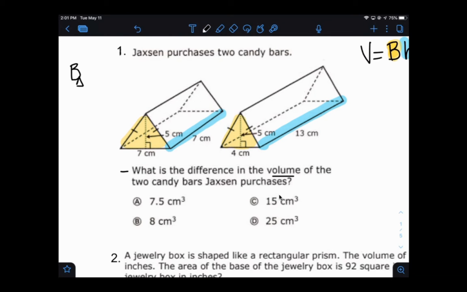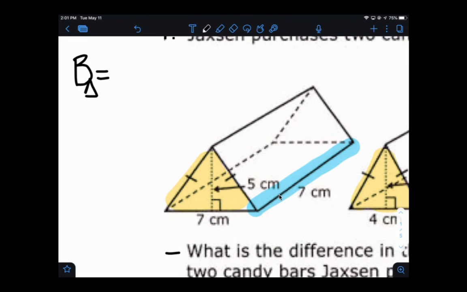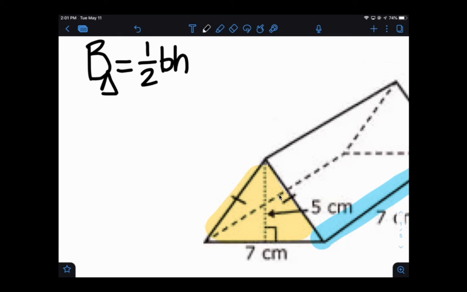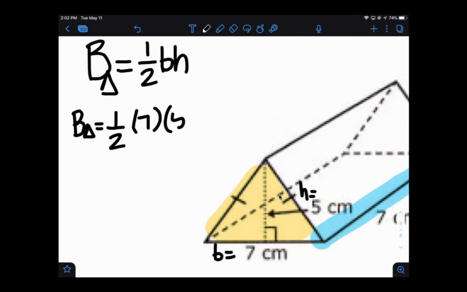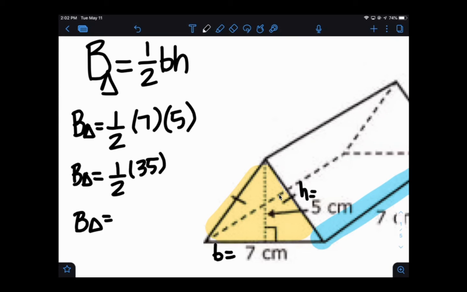So the area of this triangular prism, right? I'm going to focus here, and to find the area of a triangle, we need to find 1/2 base times height, and we need to focus our mind only on the triangle. So here for this triangle, the base is 7 and the height of the triangle is 5. So I'm going to substitute: area of the base here will be 1/2 of 7 times 5. And so I cannot simplify any of this. So I can say area of the base here is 1/2 of 35. And then 1/2 of 35 is 17.5 square centimeters, right? And that's the area of the base.